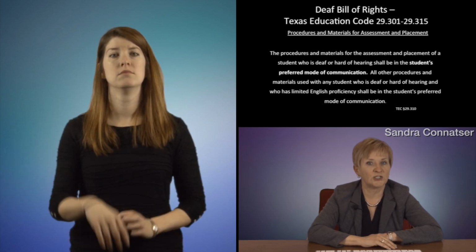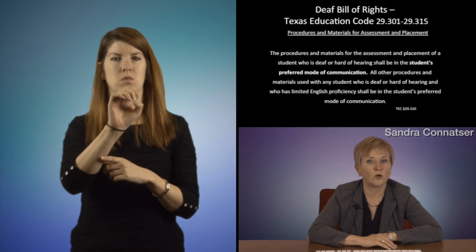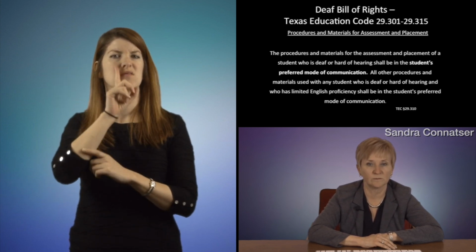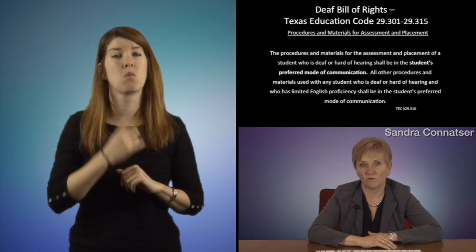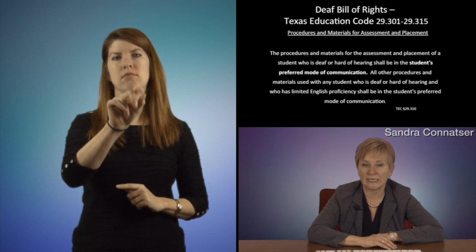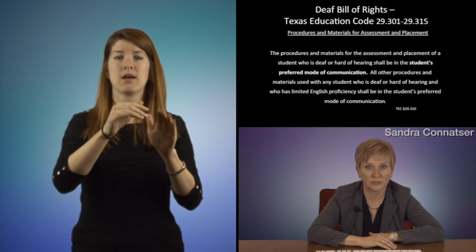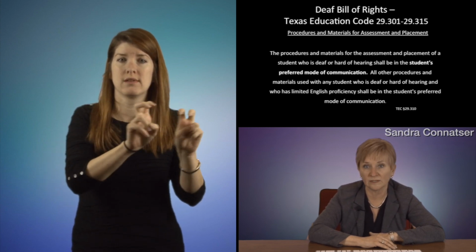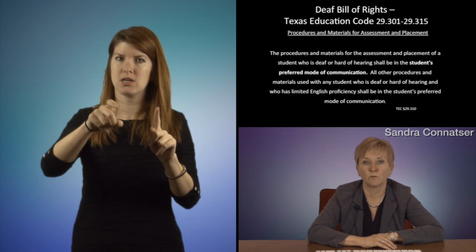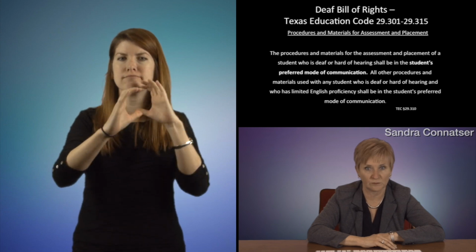The Texas Education Code 29.301 through 315 is our Deaf Bill of Rights. One section of the Deaf Bill of Rights, Section 29.310, indicates that procedures and materials for the assessment and placement of students who are deaf and hard of hearing must be conducted in their preferred mode of communication.